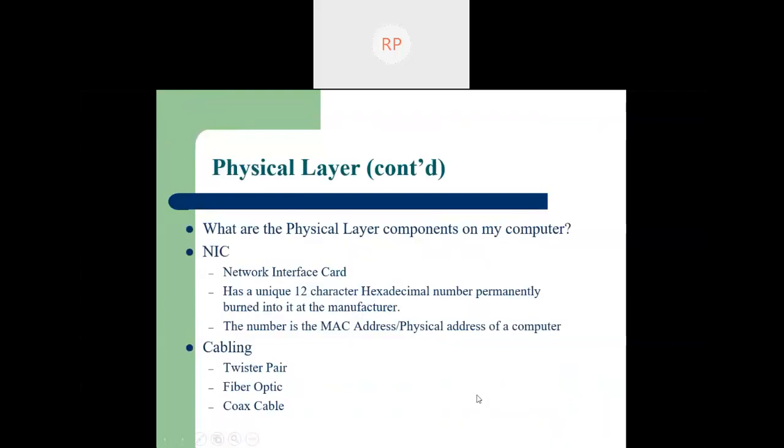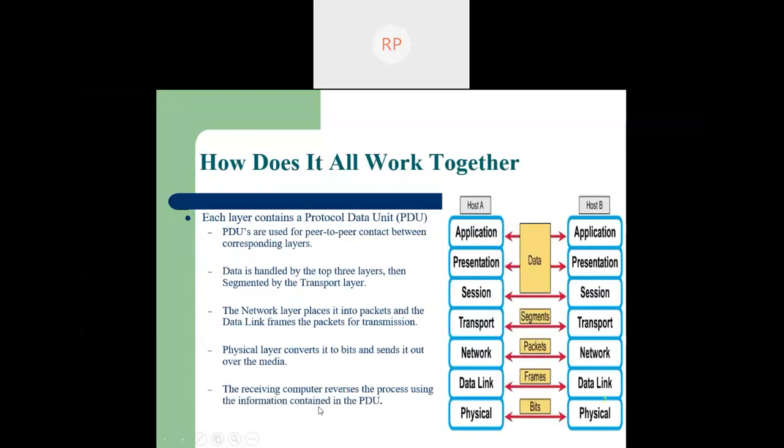Next is the physical layer component. The first one is the NIC, the network interface card. It has a unique 12-character hexadecimal number, permanent, provided by the manufacturer. The number is also the MAC, the physical address. You have to use different cabling: twisted pair, fiber optic, coaxial cables.